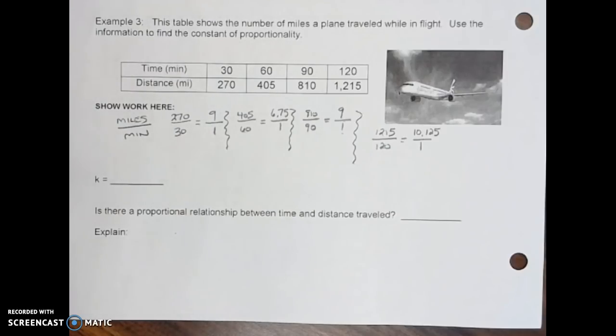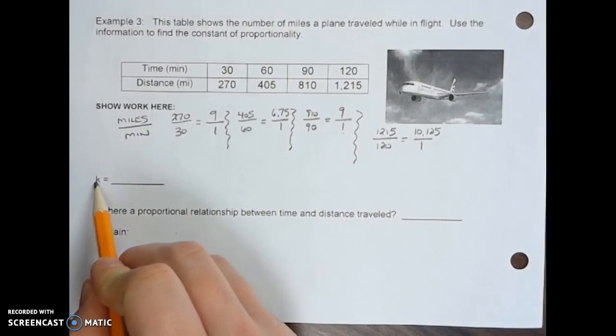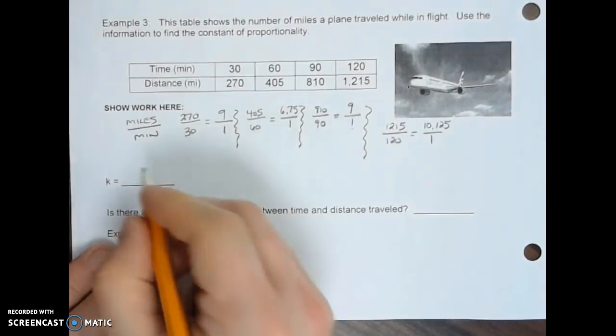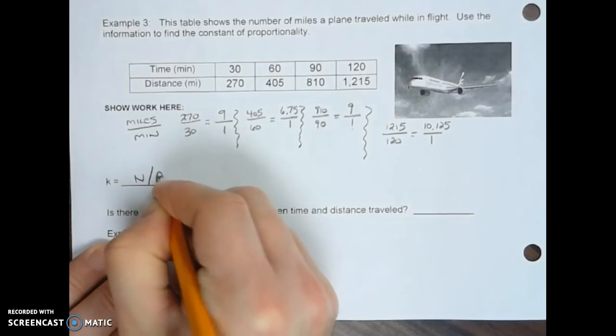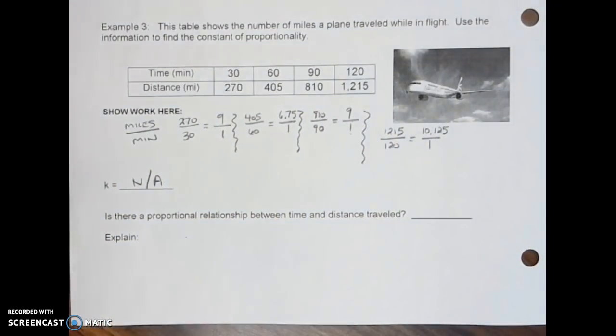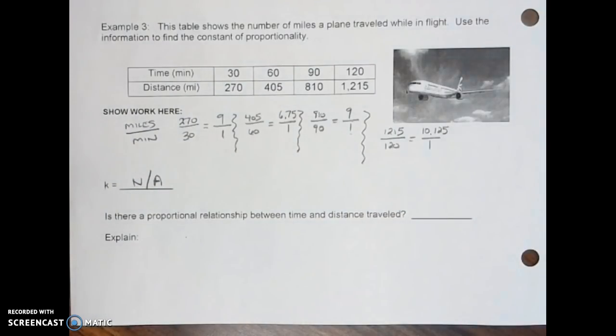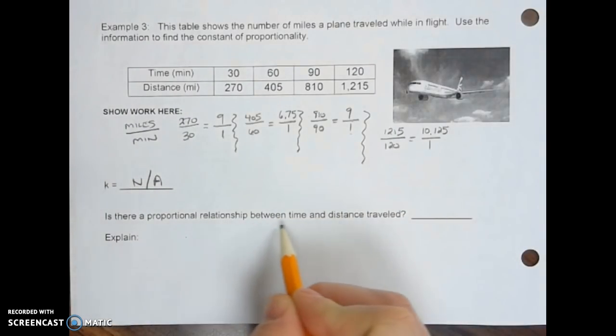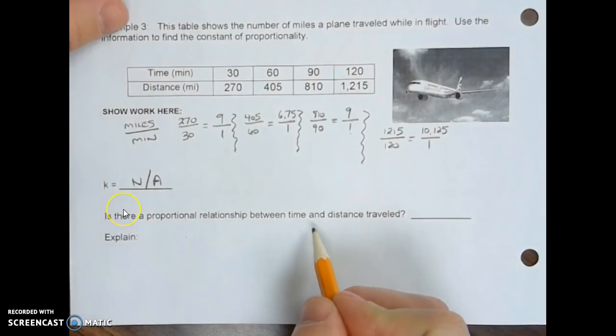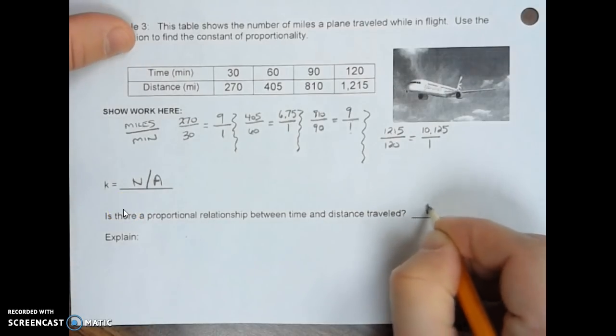If the relationship isn't proportional, then k, your constant of proportionality, doesn't exist. And so for k, we're just going to write n/a, meaning not applicable. It doesn't exist in this example because the 4 unit rates were not the same. Is there a proportional relationship between time and distance traveled? Well, we would say no here.